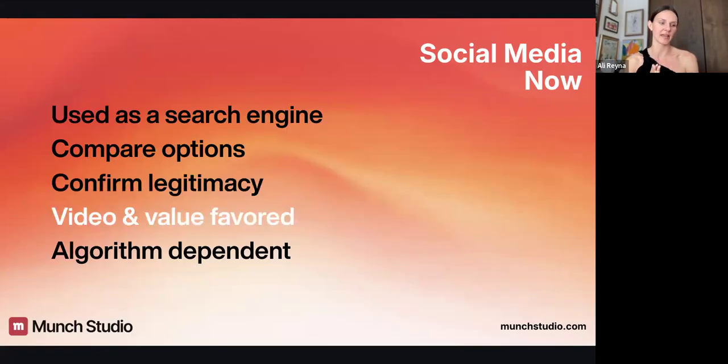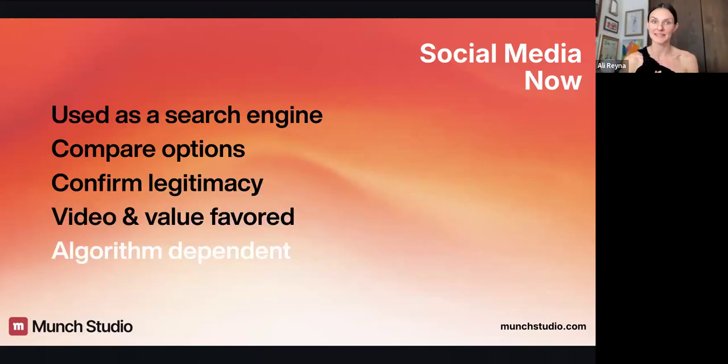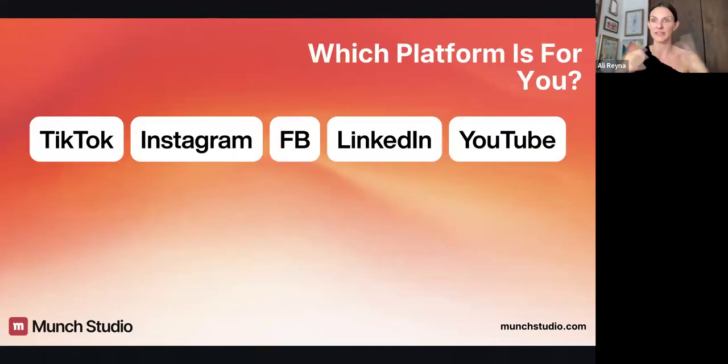Now, I also want to share a little bit, and I'll be sharing during this call today, where the algorithm is at now. Now, it's video and value favored and algorithm dependent. What that means is that the algorithm is looking for a key few things. And if you tailor your content to those things and you please the algorithm, it will please you and show your posts to more people. Now, let's talk about all of the different types of platforms too, and then I'll share the types of content that really is working the best.